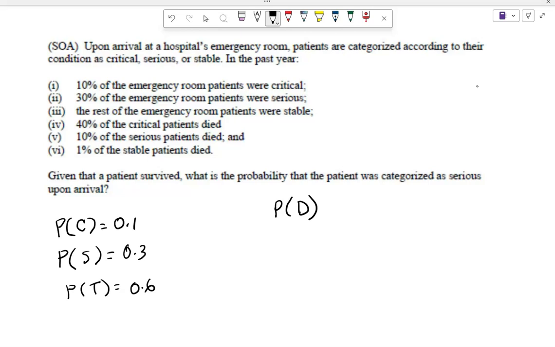So let's think about how the died category is broken up. You could have died and been classified as critical, right? You could have died and been classified as stable or serious, right? So one of the ways we want to do this is break it into three pieces. The three pieces that we could break this into are: died and critical, died and serious, died and stable.